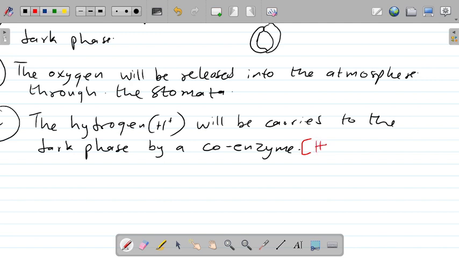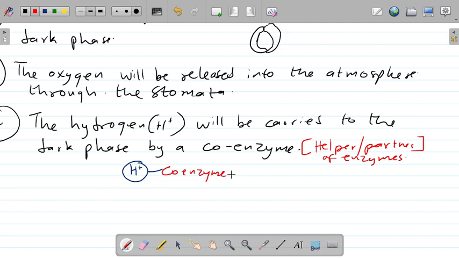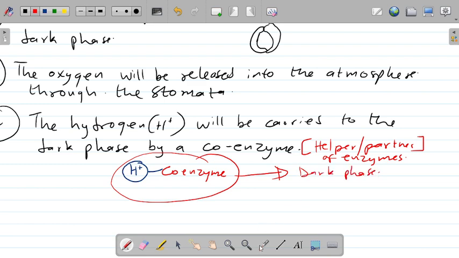Yes, it's also known as the helper or the partner of enzymes. It comes to the aid of all enzymes. So basically, you would have that hydrogen linked to a coenzyme, and then both of them are shipped to the dark phase of photosynthesis.